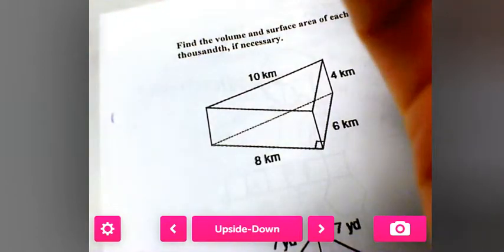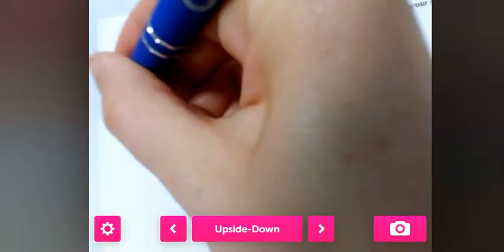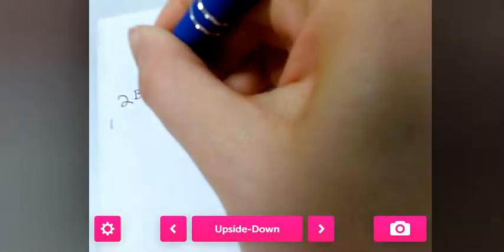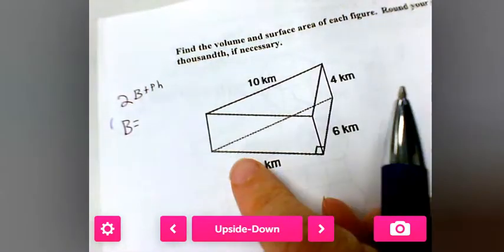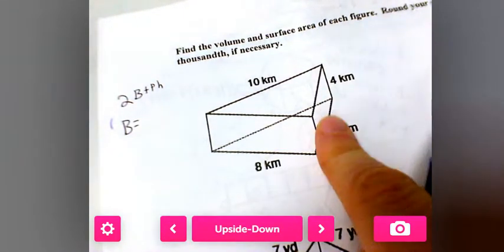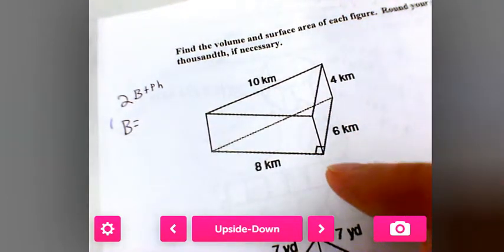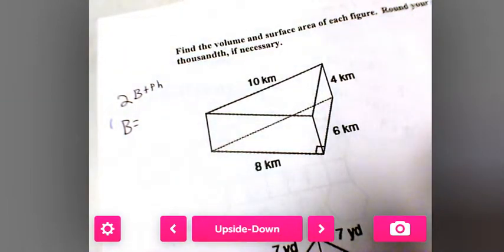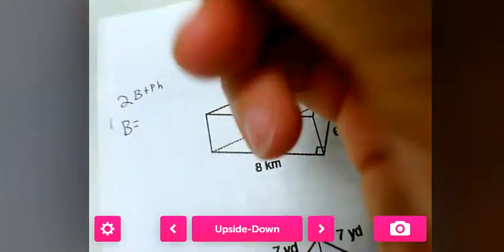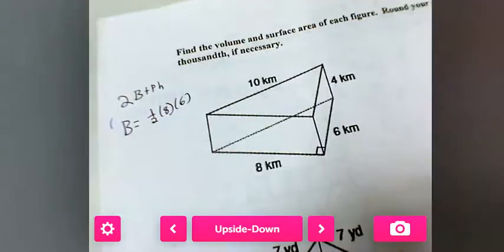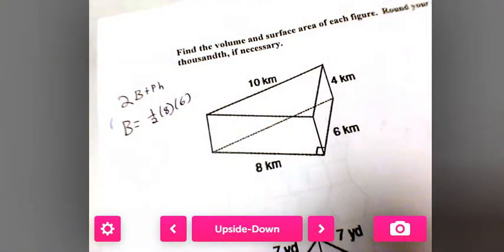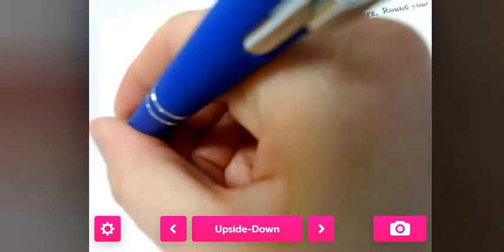Okay. So the formula for surface area is 2 times the base plus the perimeter times the height. So we have to find the area of the base first. Okay, we can see that this is a triangle, right? Who knows what the equation is for a triangle? 1/2 base times height, or length times width, right? So we're going to go 1/2 times 8 times 6. Okay, 1/2 times 8 times 6 gives me a base of 24.